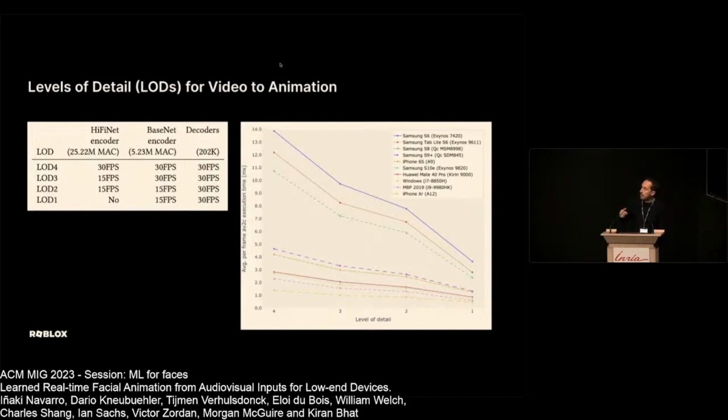If we go to LOD2, we still run the two networks, HyperNet and BaseNet, and in this case BaseNet also we run at 15 FPS. There, most of the loss is a little on the dynamics of the head pose. And then in the lowest quality, LOD1, we just run BaseNet at 15 FPS, but we produce outputs at 30 FPS. And there we can go under 4 milliseconds on a very low-end device.